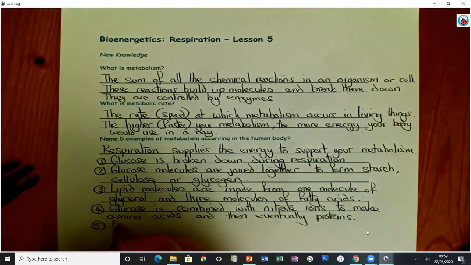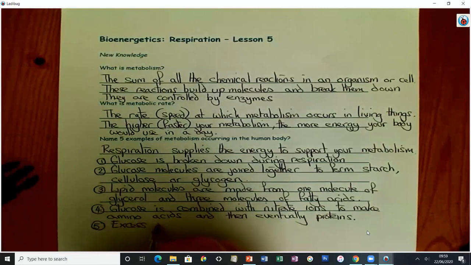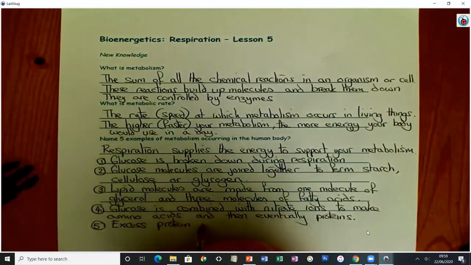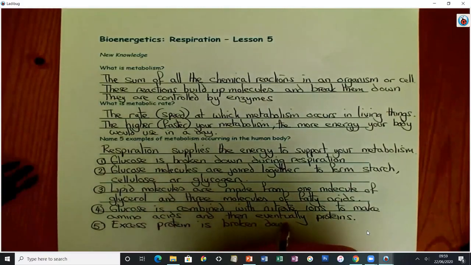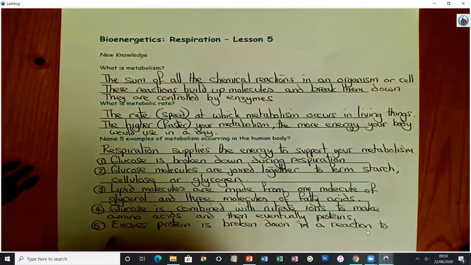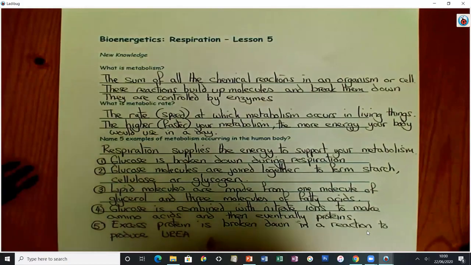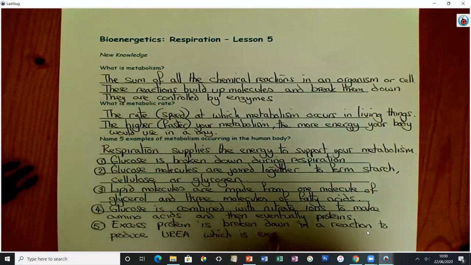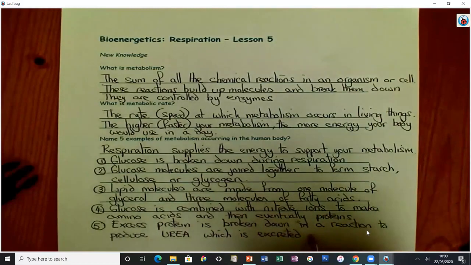So excess protein is broken down in a reaction to produce urea, which is excreted in our urine.